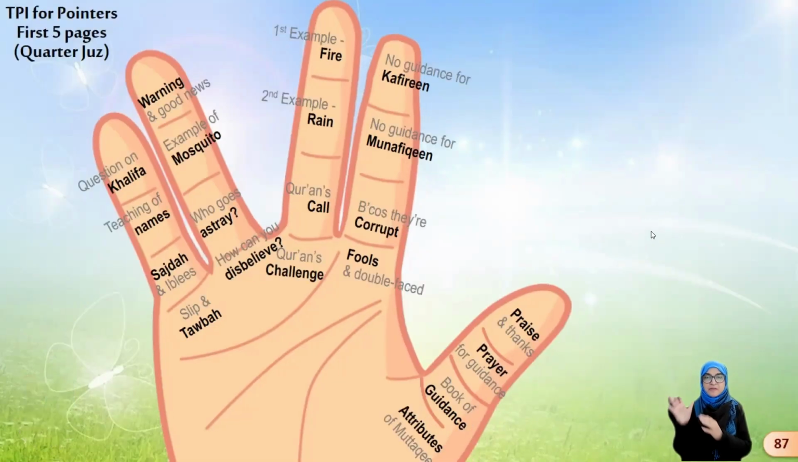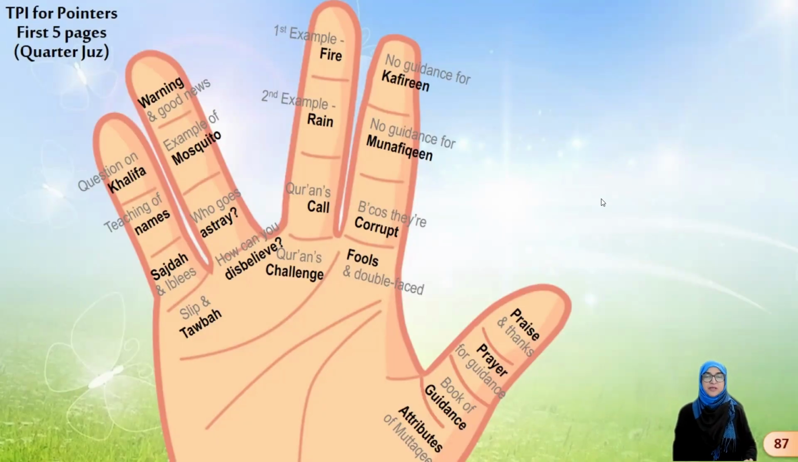And so this is what happens. Look at this praise. The first page is praise. When you see praise and thanks, then the second was prayer for guidance. When you see prayer, you say, oh, prayer for guidance. Book of guidance. Attributes of muttaqin. You see this? It's going to look like this.